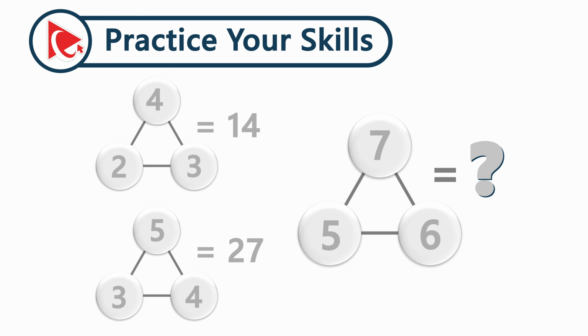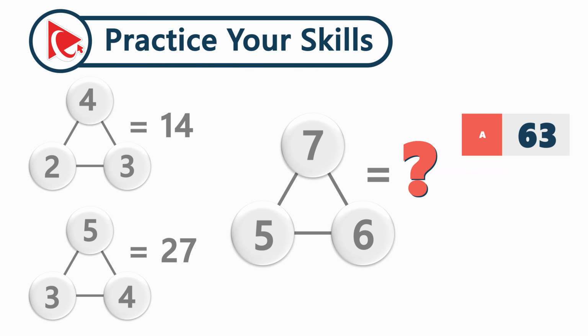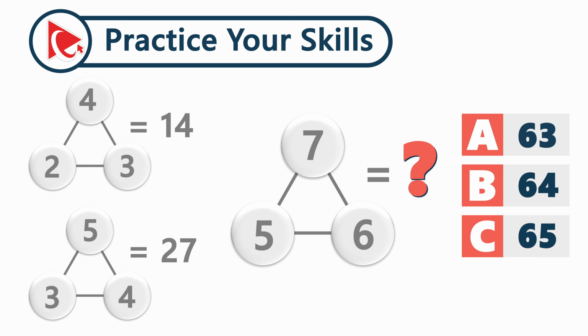The first shape has numbers 2, 3, and 4 and equals 14. The second shape has numbers 3, 4, and 5 and equals 27. And then the last shape has numbers 5, 6, and 7, and you need to calculate the number and select your answer out of 4 possible choices. Choice A, 63, choice B, 64, choice C, 65, and last but not least, choice D, 75.